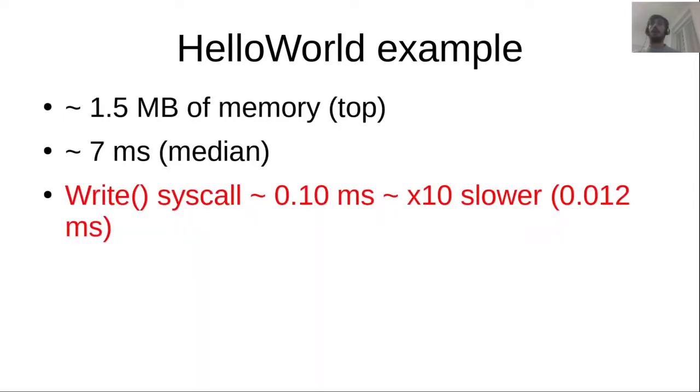These are some numbers for the HelloWorld application. It consumed about 1.5 megabytes of memory, and it takes about 7 milliseconds to execute. This is on average. The cost of the brk syscall is about 10 times slower than in the host, and this is due to the different steps to perform the syscall from the guest application to the host.